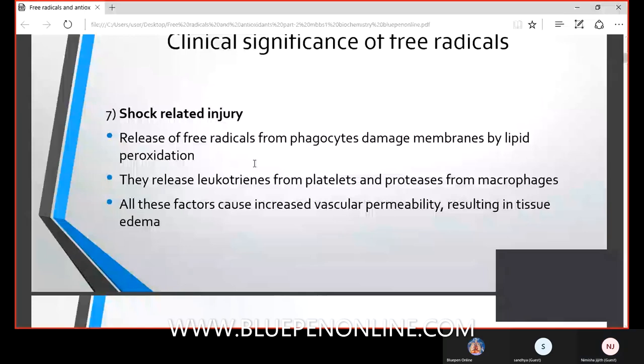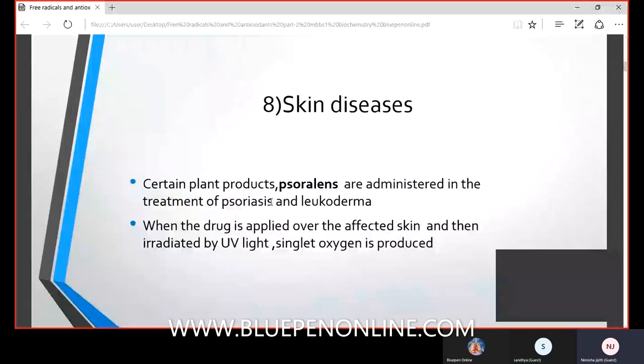Leukoderma occurs due to one amino acid metabolism. Products formed from tyrosine. What is that product? Melanin. Have you heard about melanin? Due to the deficiency of melanin synthesis, that will lead to albinism and leukoderma. Psoriasis is very familiar. So, some plant products like psoralens are administered in the treatment of psoriasis and leukoderma.